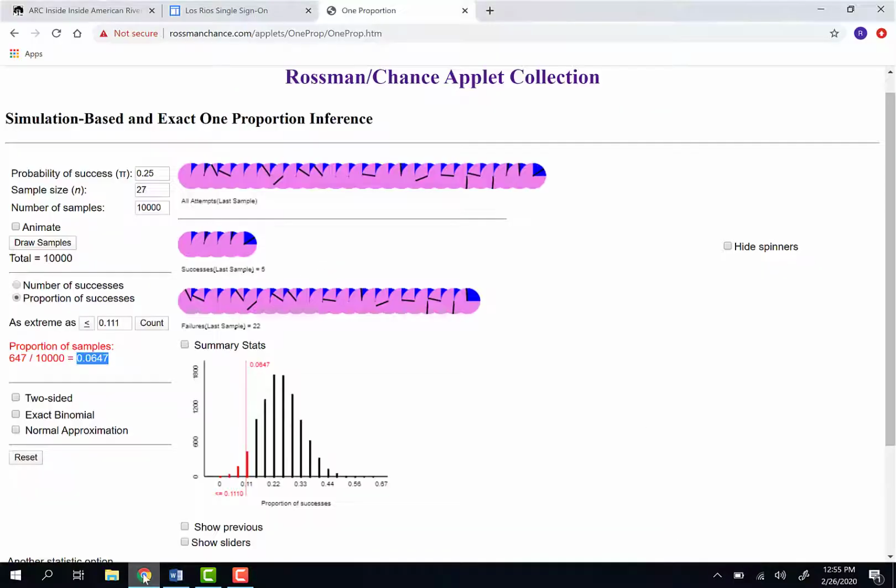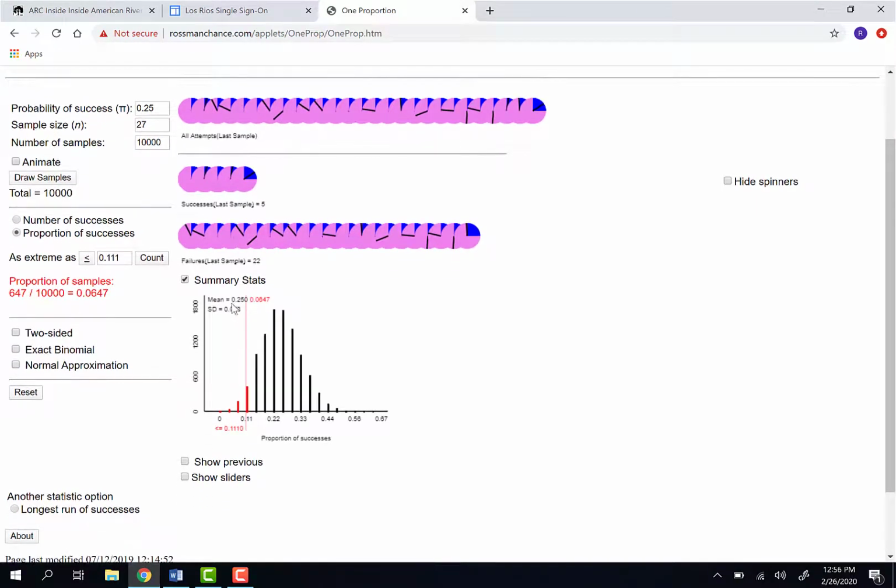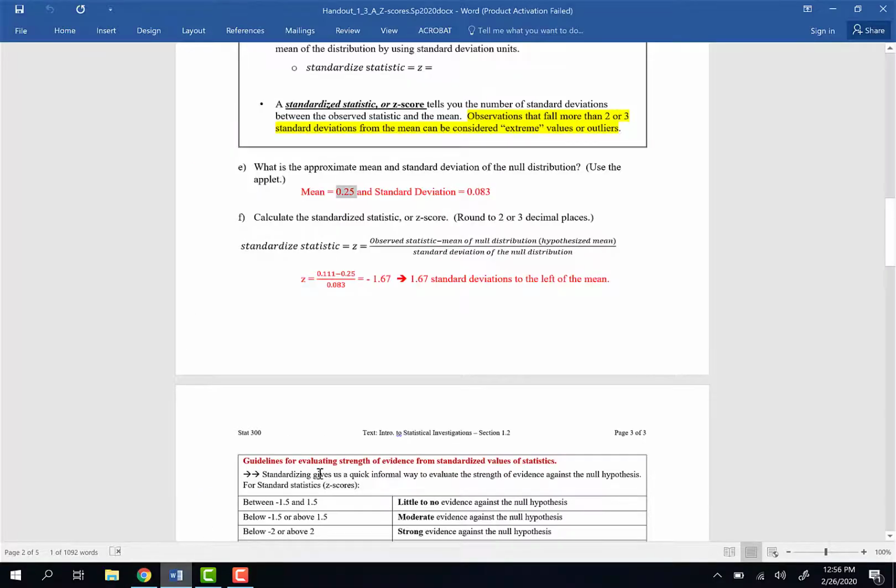That comes from after you've done the simulation with your 10,000 tries. Make sure that you click on summary stats, and there's the mean 0.25 and my standard deviation 0.083. That's what I put here, and that gives us a negative 1.67. Negative again just means it's to the left, which is what we want because we said less than. So we are 1.67 standard deviations to the left of the mean.